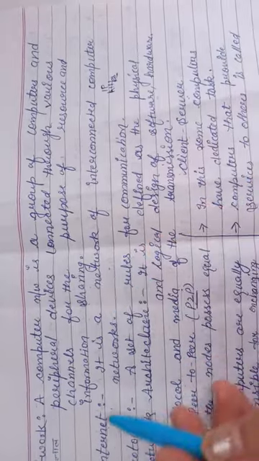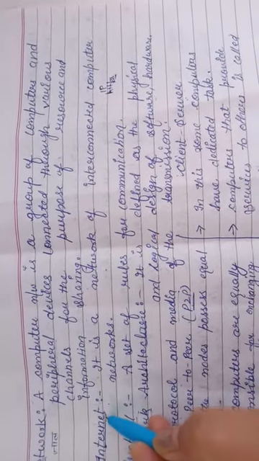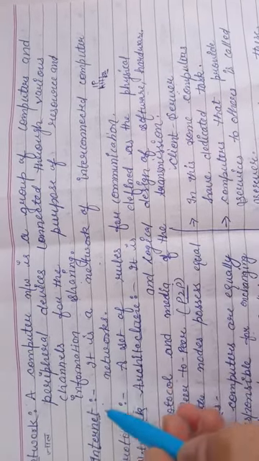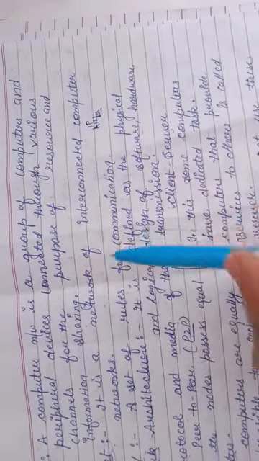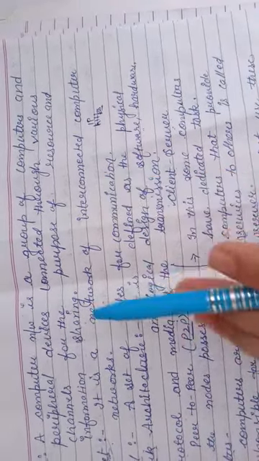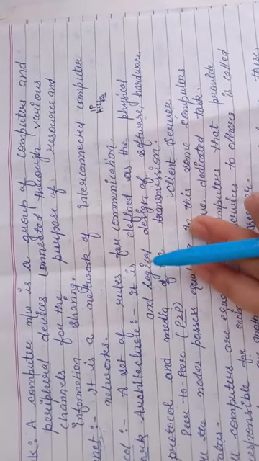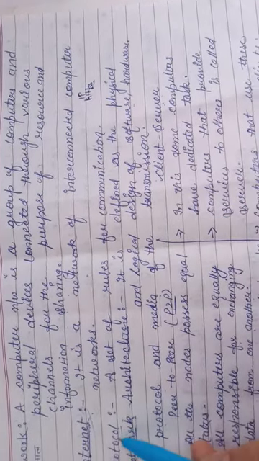Okay, next term is internet. What internet is? Internet, or if we expand the term, international network. So we can understand by its name that internet is a network of interconnected computer networks, or we can say network of networks.